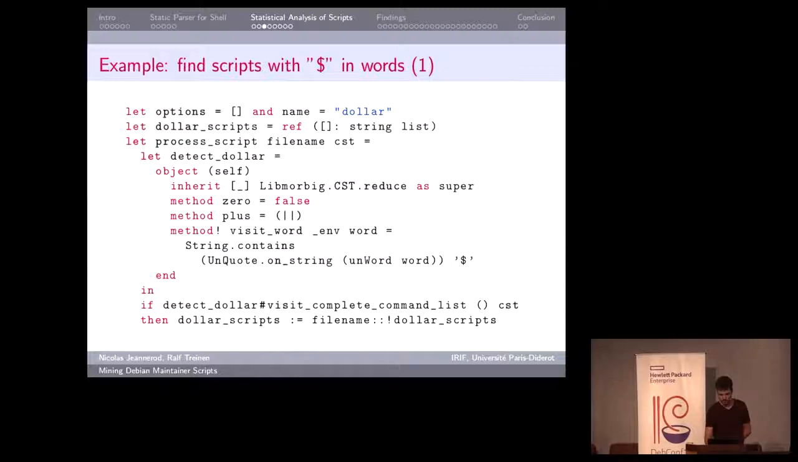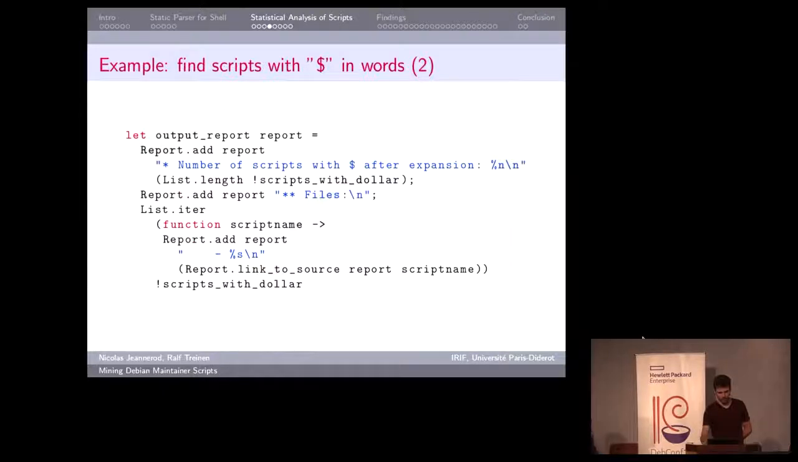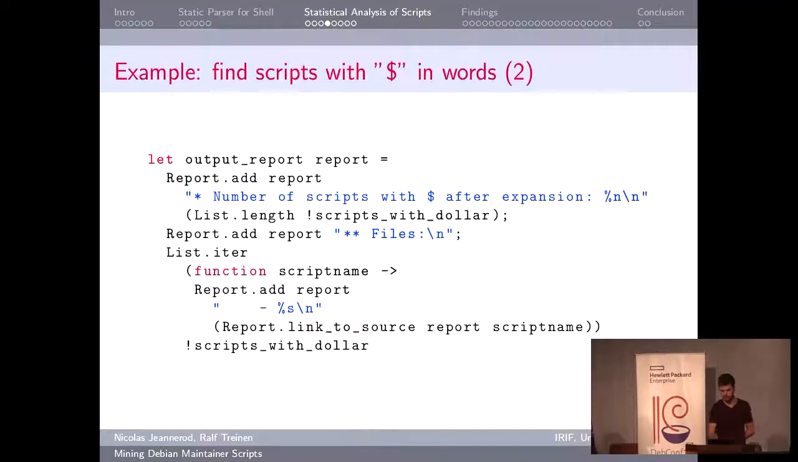All right. And then what you do is you ask this object to crawl the whole tree, and if it returns that yes, indeed I found a dollar, you add the file name into a list of files that contain dollars. And then you just have to be able to output a report about what the analyzer did. In that case, you just write, here is the number of scripts containing a dollar, and then the list of scripts if you want to see why they are here and what kind of dollar they have.